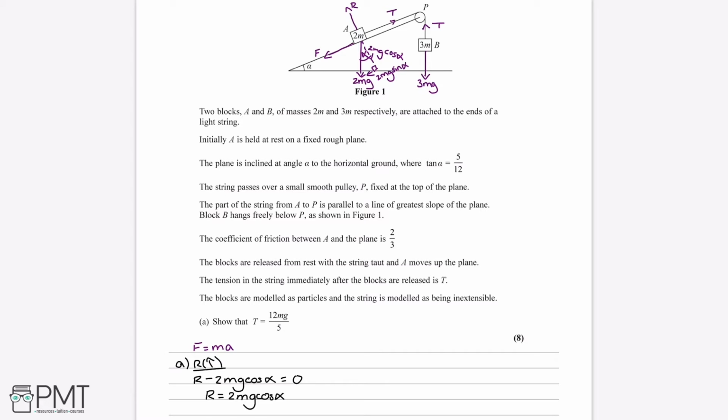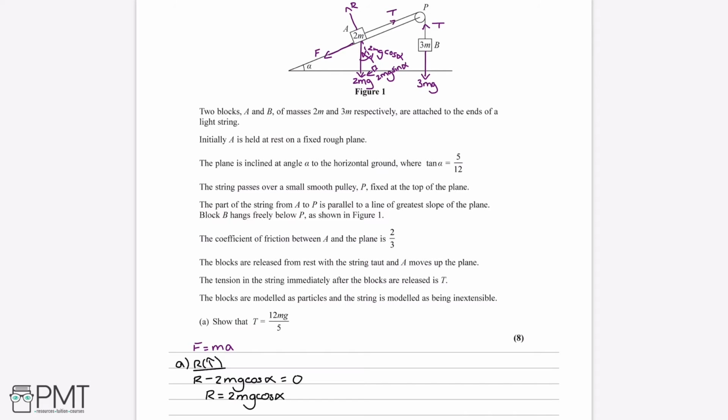So now that we have this information, we can start to make what are called equations of motion for A and B, but R will help us with the equation of motion for A. So an equation of motion just means that we resolve in the direction that the block is moving, which for A is in this direction, kind of towards P, and for B, it's vertically downwards.